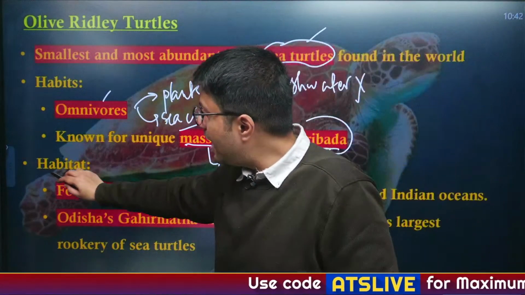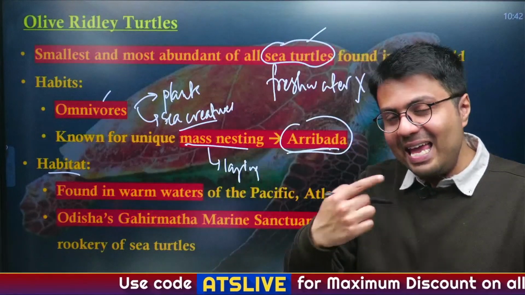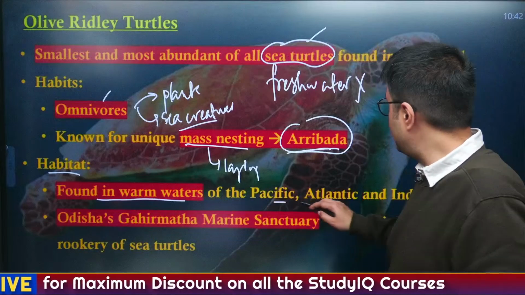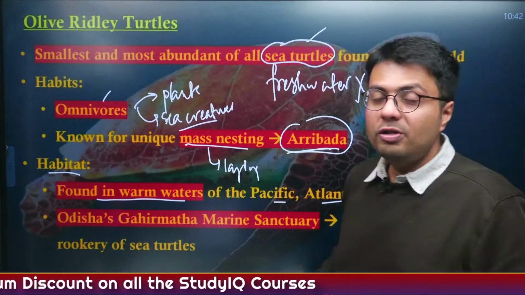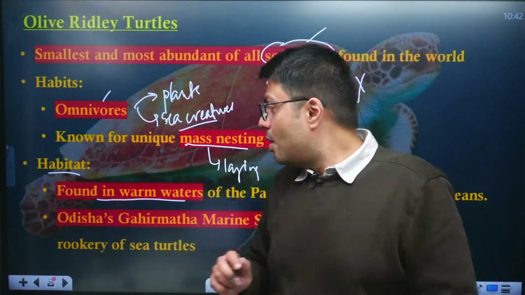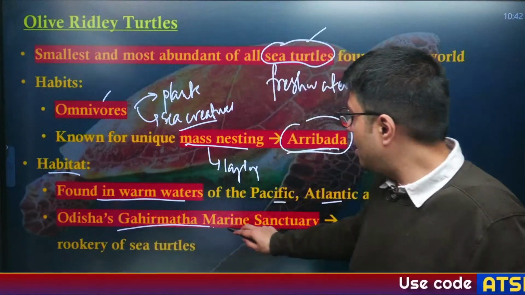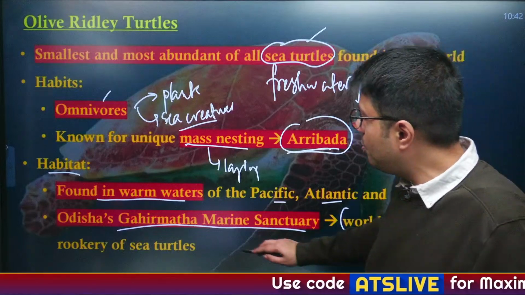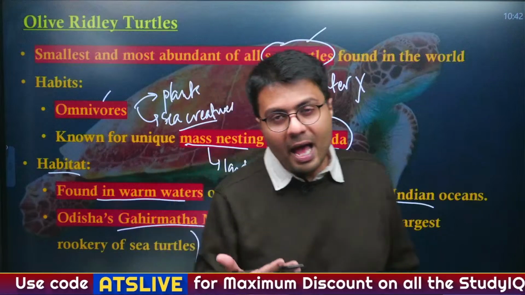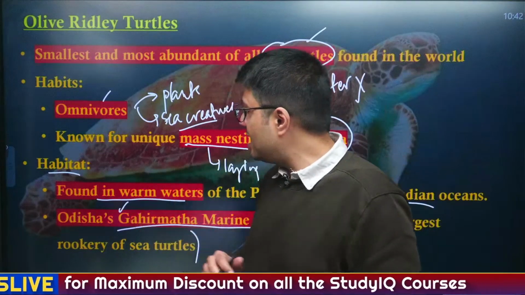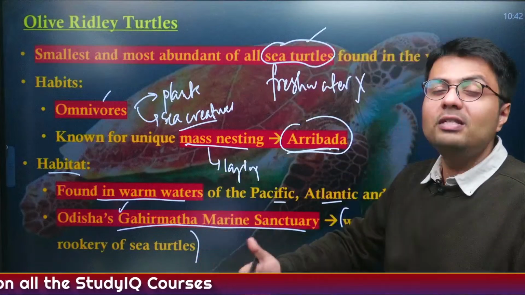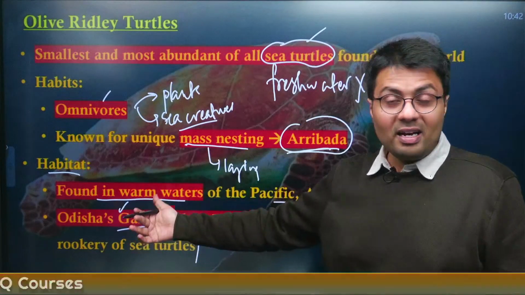Now, the habitat of such animals, or the areas where such animals are found, are warm waters in the Pacific, Atlantic and Indian Ocean. So, if the question comes, are they found exclusively in cold waters? The answer is no. Also, Odisha's Gahirmatha Marine Sanctuary is the world's largest rookery or hatchery of sea turtles. So, you have to also pay close attention, as a location in India's sea coast, that is in the state of Odisha, is actually the world's largest place where these sea turtles lay their eggs.